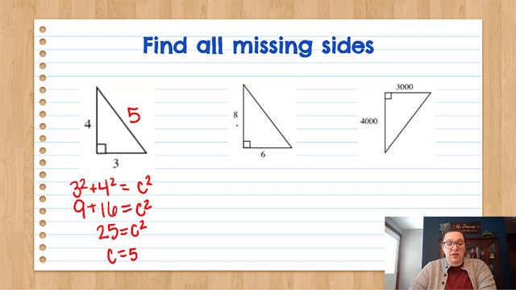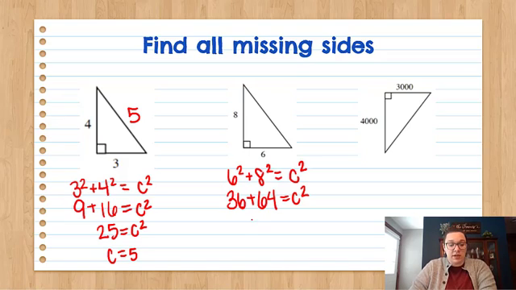I've got, again, a and b given to me, and I'm looking for c. So I've got 6 squared plus 8 squared equals c squared. 6 squared is 36. 8 squared is 64. 36 plus 64 is 100. And the square root of 100 is 10. Let's look at the last one here.